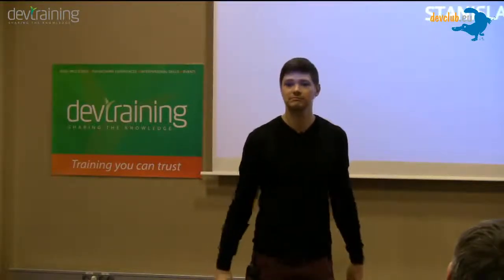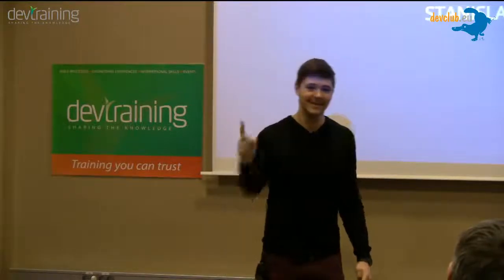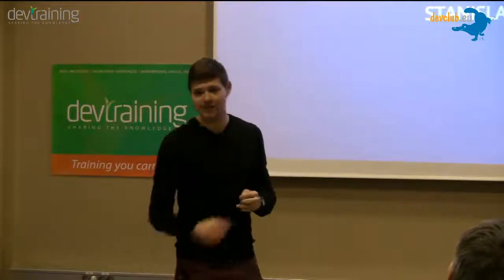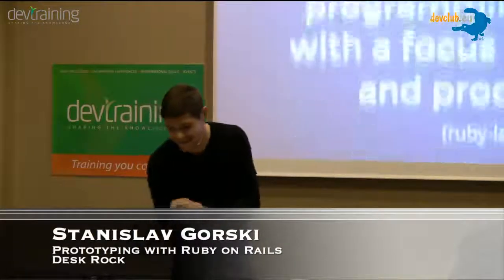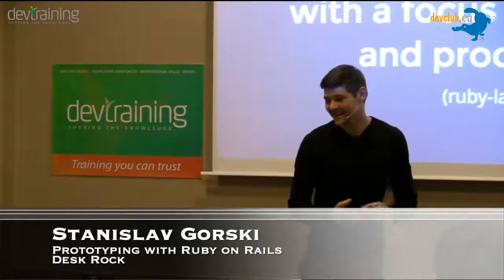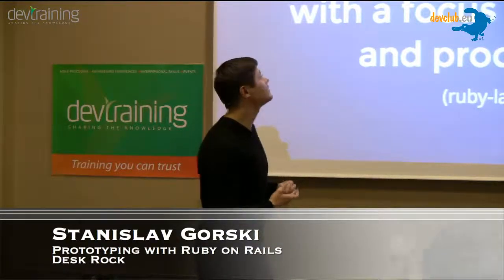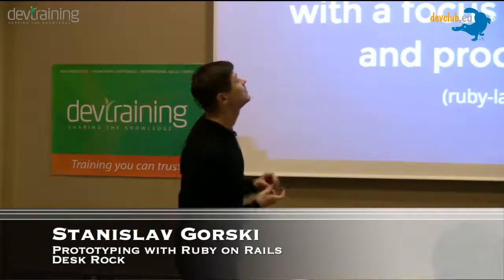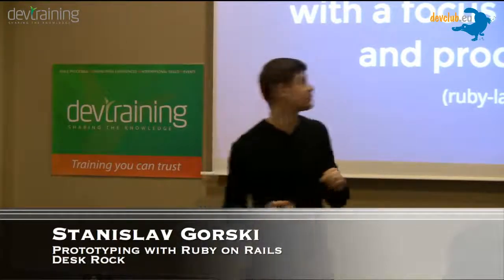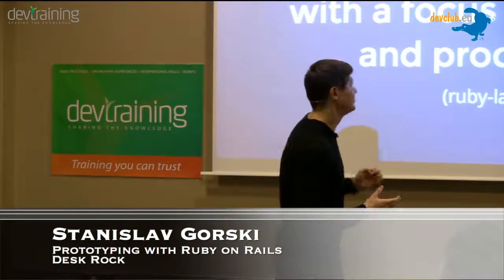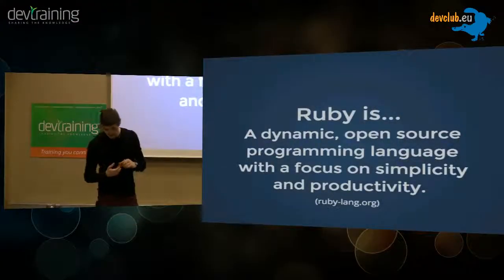Everybody probably knows that Ruby is a programming language, but can anybody tell how it's different from Java, for example? Dynamic. Correct. Dynamic. Well, that's basically pretty much it about Ruby. From the Ruby language official website, they say that it's a dynamic open source language where they focus on simplicity and productivity. And that's pretty awesome, in my opinion.